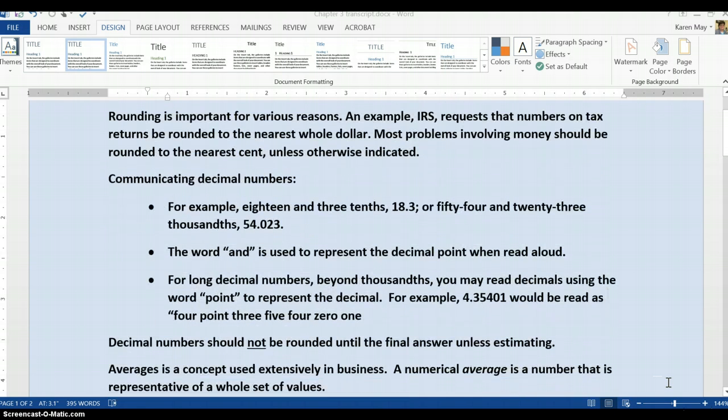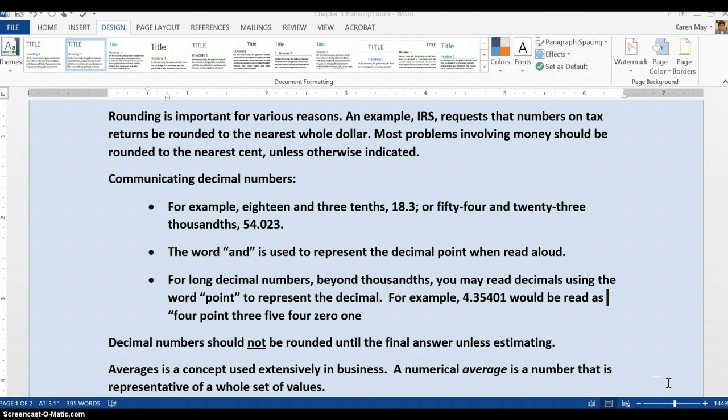For long decimal numbers beyond thousandths, you may read decimals using the word "point" to represent the decimal. For example, 4.35401 would be read as "four point three five four zero one." Decimal numbers should not be rounded until the final answer unless estimating.